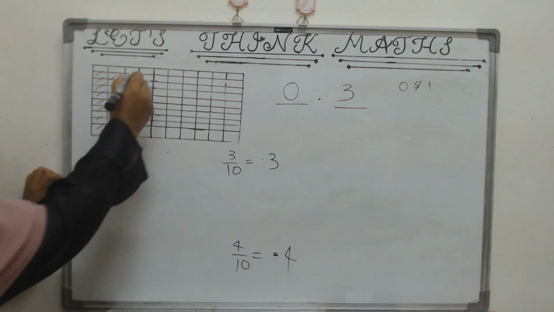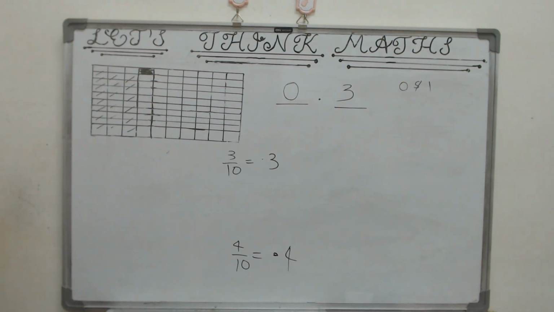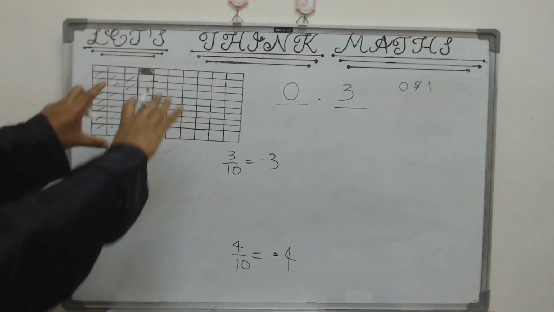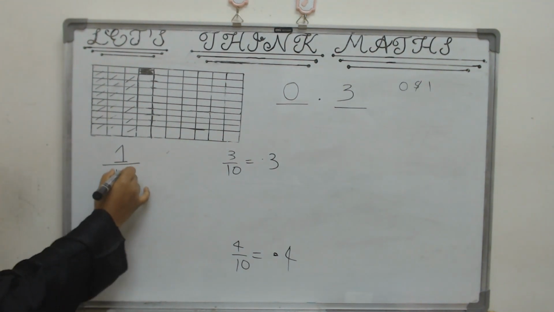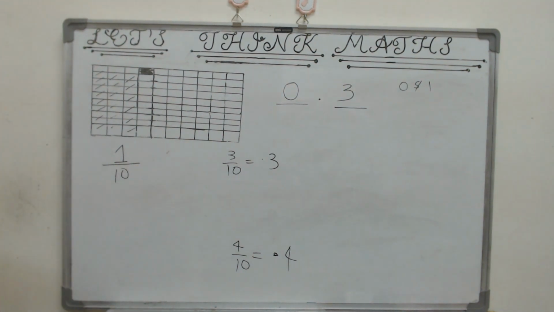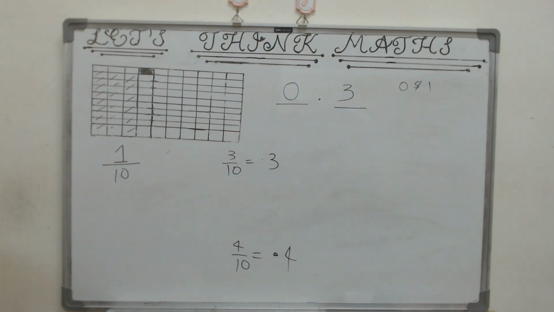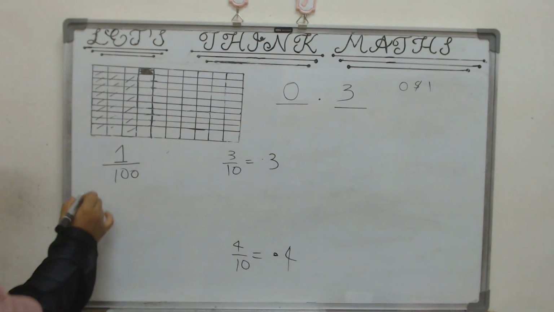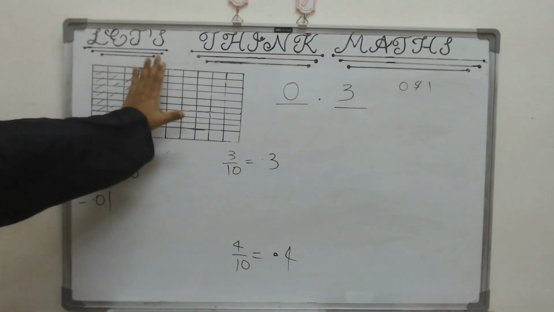If I give you this part, how much am I giving you? Am I giving you one whole cake? No, one whole cake would be this much. Am I giving you 1 out of 10 parts? No, 1 out of 10 parts is this. So how much am I giving you? I am giving you 1 out of 100, or in other words 0.01.